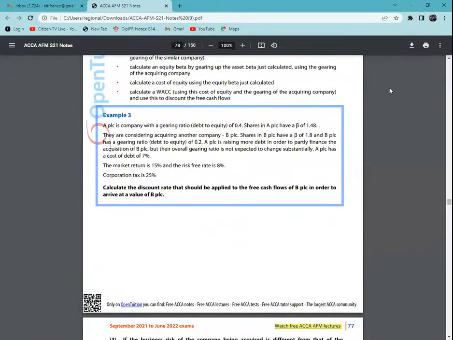Example 3. You'll be able to get this from the book that I've just shared with you. Example 3, quite an easy one. So I'm giving you 2 minutes and ensure that you're able to get this question correctly.